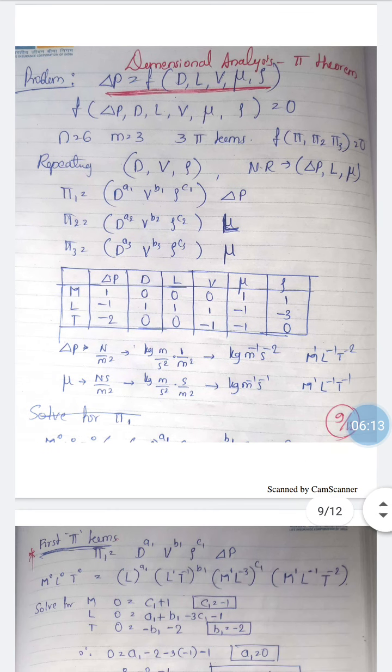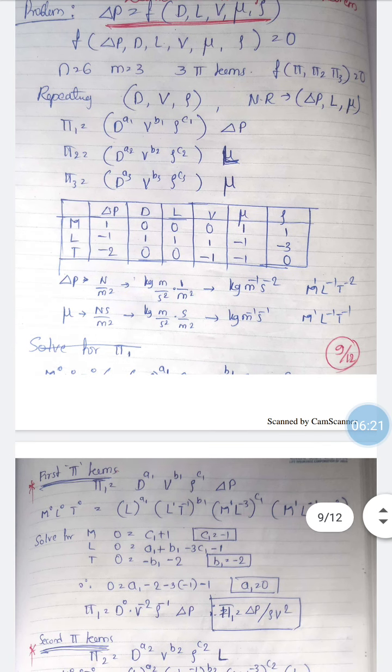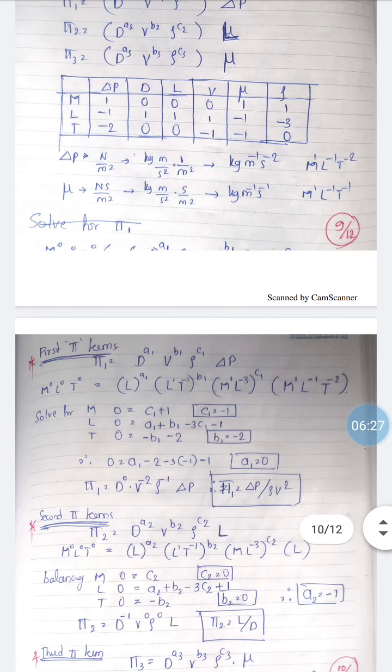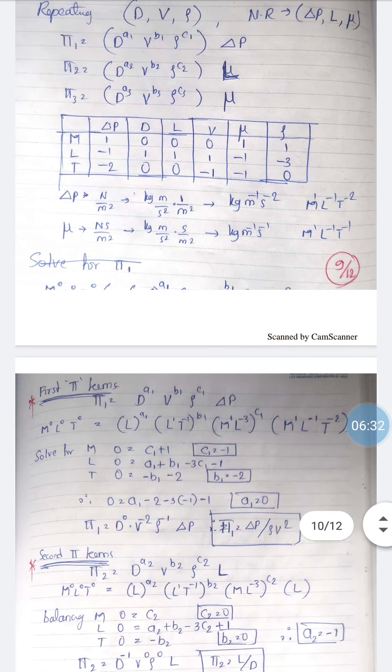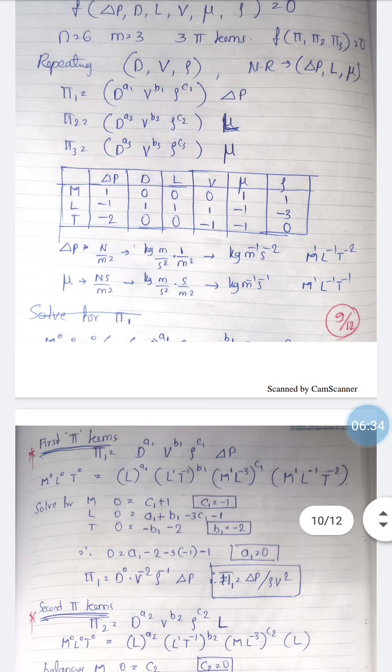So I write D raised to a1, V raised to b1, rho raised to c1 into delta P for pi 1. Now I have to solve for pi 1, pi 2, pi 3. Before that I will prepare a table where I have written the units and dimensions of each and every variable. This should be correct, then only your solution for pi terms will be correct. So when I solve for pi term, even if someone has confusion about the unit of pi, please remember pi is a dimensionless number.